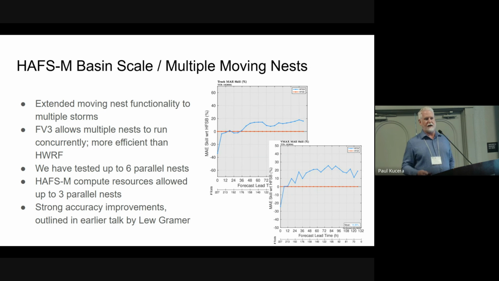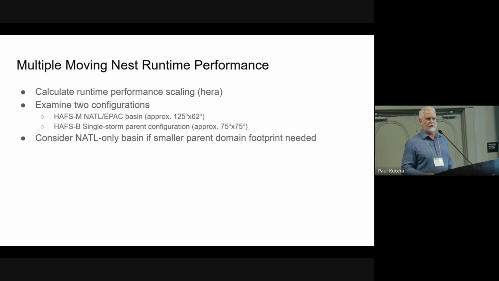During the summer, the HAFS, as we heard yesterday, we were able to run 3 parallel nests based on the compute resource we had available. And we saw, just highlighted here, some of the accuracy improvements we saw in terms of track and intensity. Given that those accuracy results have already been talked about, I'm going to go through a couple of different ways of characterizing the runtime performance, the efficiency of these.